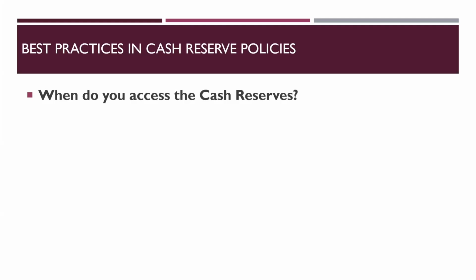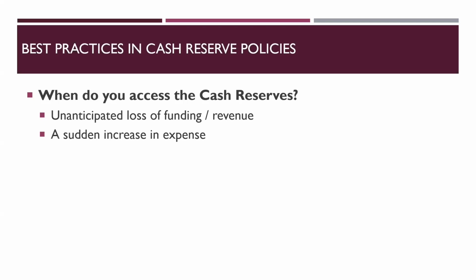Another question is, what are the triggers that enable you to access these cash reserves? These arise from unanticipated loss of funding. Let's say you have a lender who's no longer able to lend you cash, or an investor who can no longer provide funding to your business. Perhaps it's from your customers who are no longer able to buy your goods and services. One big customer or many of your customers may suffer that, and you will have a loss of revenue. You may dip into cash reserves at this point.